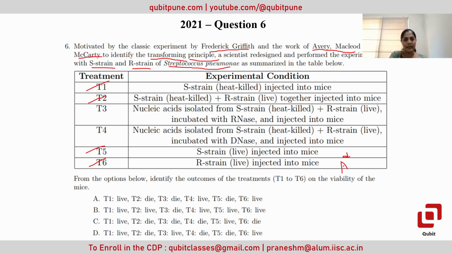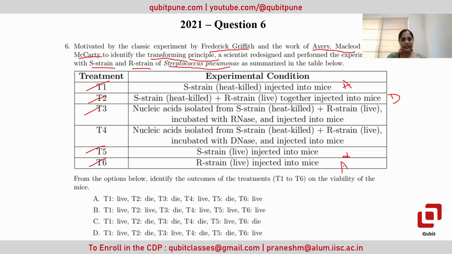So for the smooth strain, when injected in the heat-killed form, the mice will live, that is, alive. And if the S strain that is heat killed is injected in association with the R strain, that is the live strain, then the mice will ultimately die. So this is a dead condition. Now the third condition, that is T3.